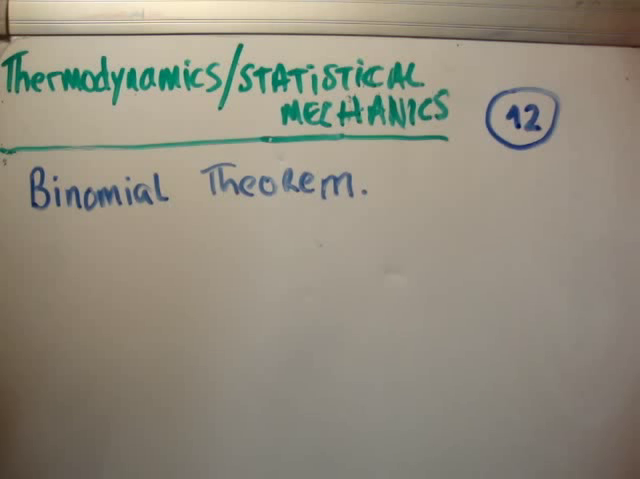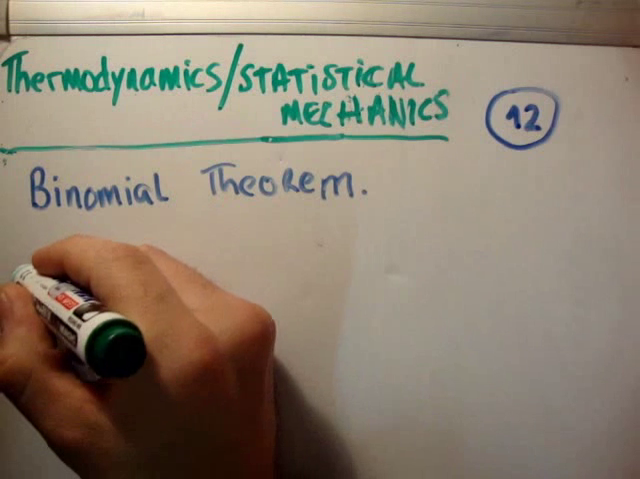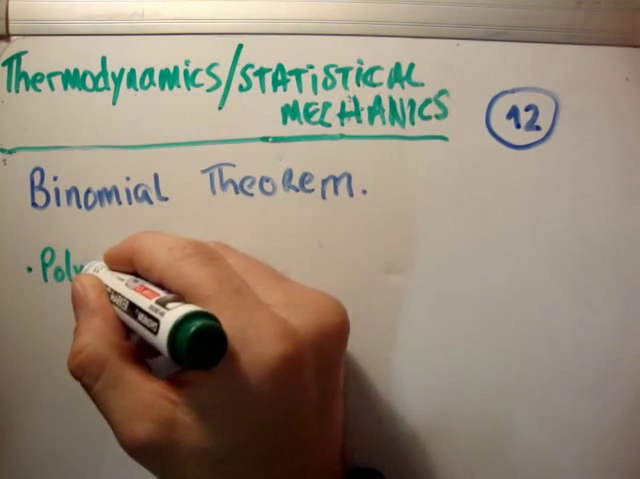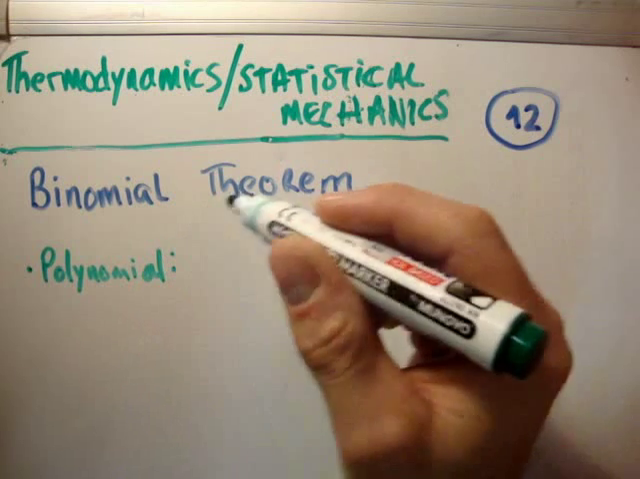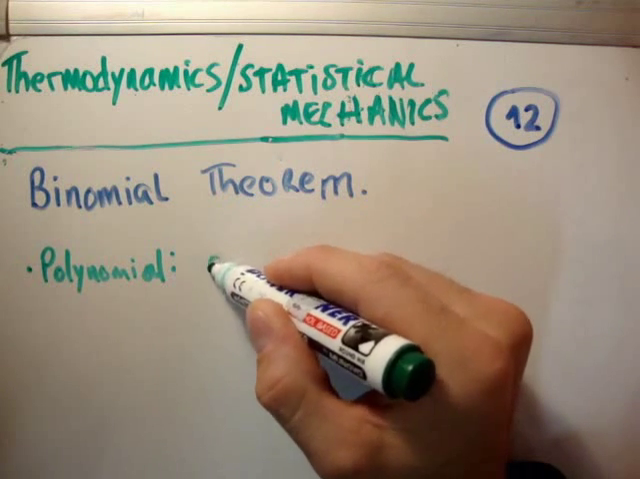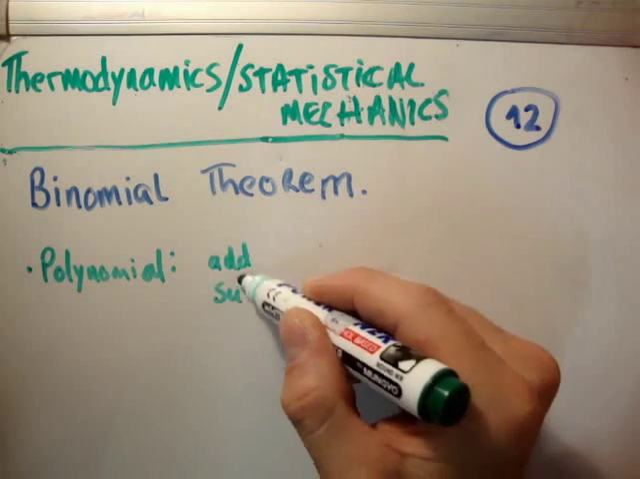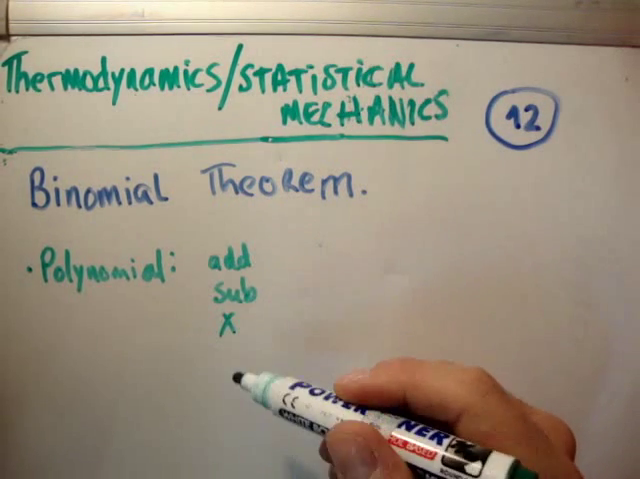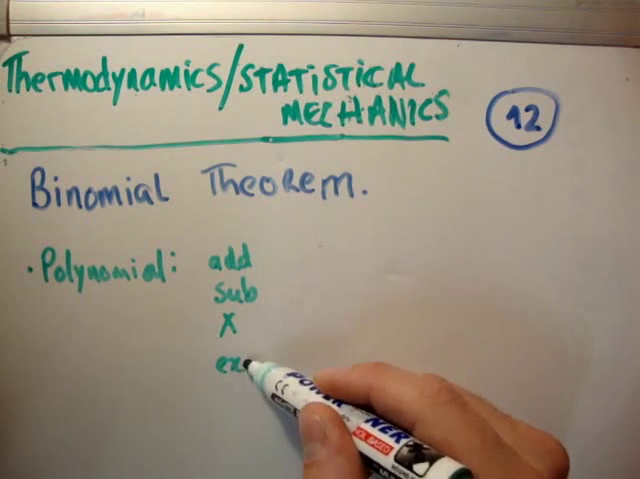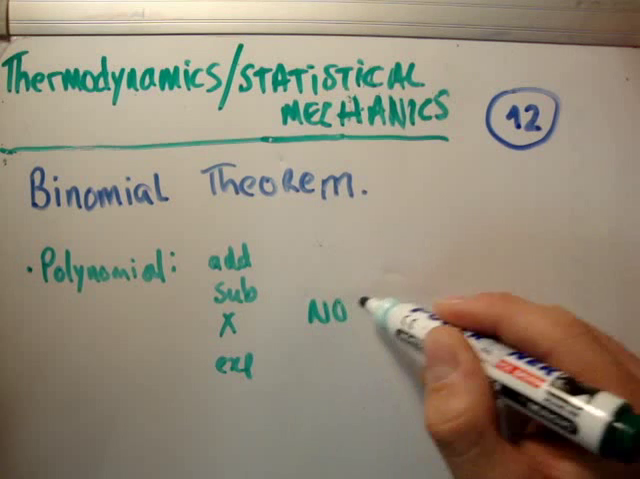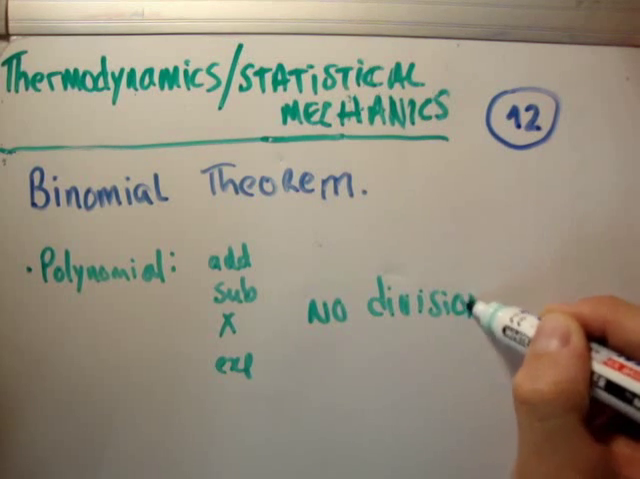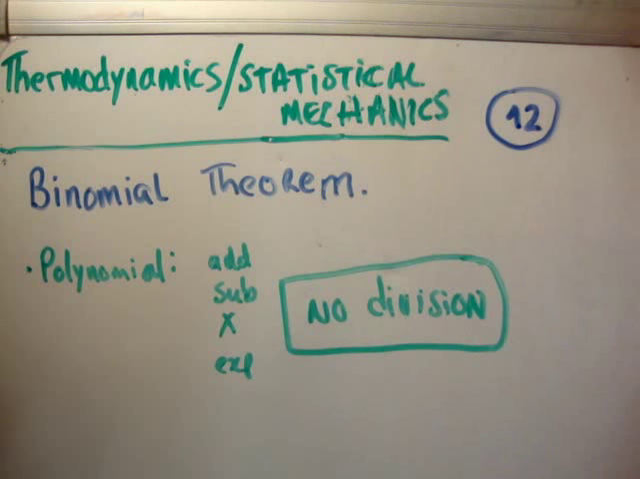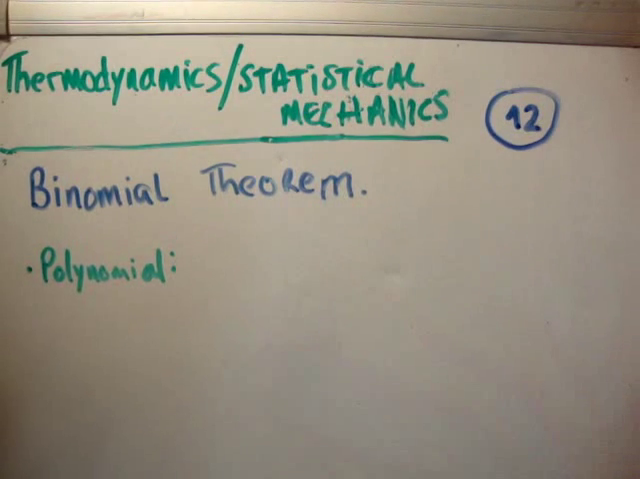Okay, so, right, where do we start? We start with the definition of a polynomial. A polynomial is an expression that involves addition, subtraction, multiplication, and exponents, but no division. And more often than not, we talk about a polynomial as a truncated power series. But I won't go into that. Polynomials in many respects are usually written as a truncated power series.